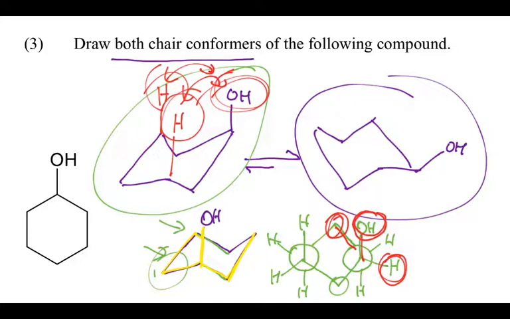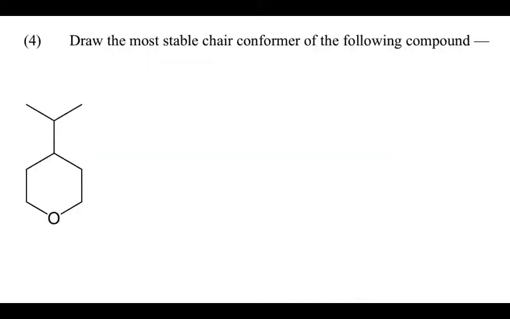All right. So why don't we move on to the next one? We can't keep spending all our time with this. Okay. So we need to draw the most stable chair conformer of this molecule. Let's see. You did one already.